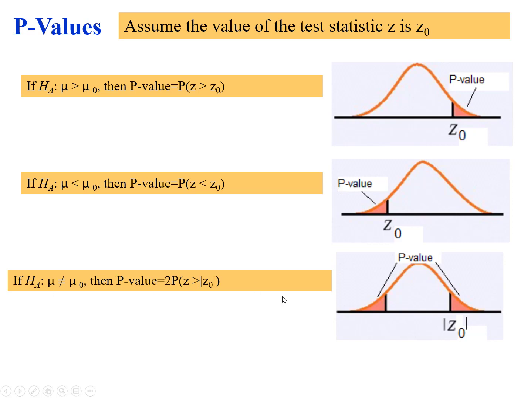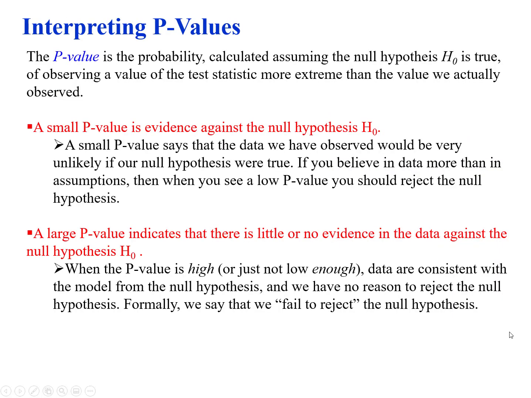If it is not equal to, it will be a two tail test. Two tail test means the value of p will be at this or at this. That is why we will divide the level of significance into two portions, and then we will calculate the p value.